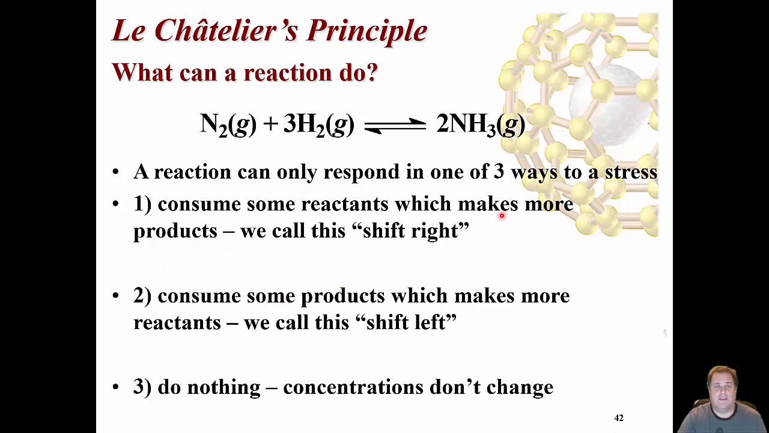The other response that can happen with a chemical reaction is we can consume some of the NH3 and make more N2 and H2. Again, we're consuming the right hand side, making more of the reactants on the left, so we call this shift left. So the terminology would be our equilibrium shifts right or our equilibrium shifts left. The third thing, which really actually isn't a thing, is do nothing. Sometimes there's no way for the reaction to shift to respond to the stress, and in that case, it's not going to look like anything happened from the reaction standpoint, meaning the concentrations of everything will stay the same.